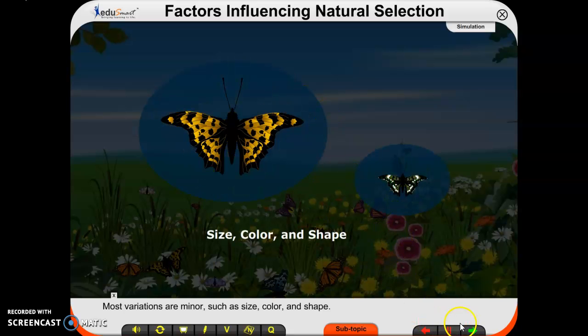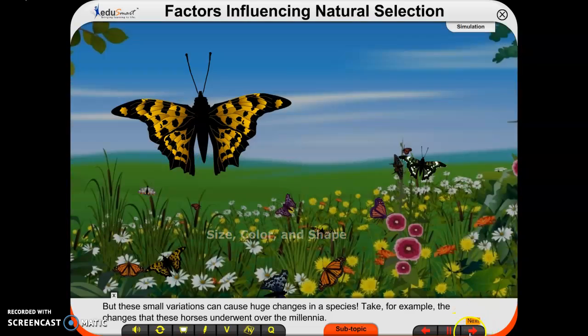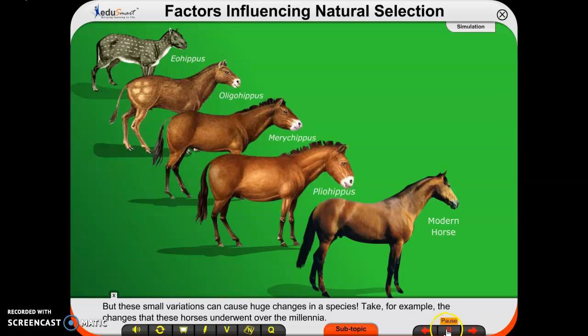Same thing with the horses. Yes, they are all horses, but some of the horses might be taller than the others. One of them might have longer legs than the other. So one of them might be faster than the other. So these small variations can cause huge changes in a species.